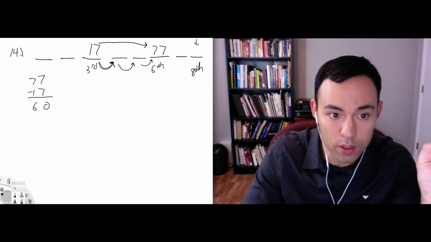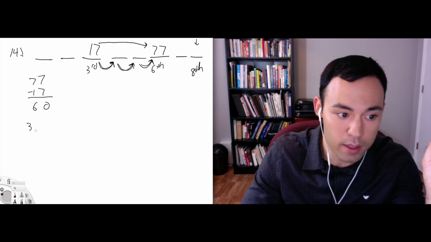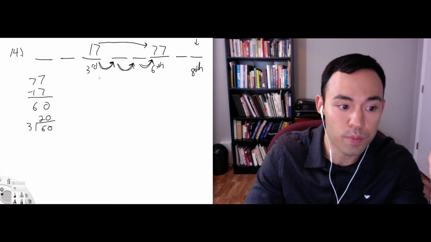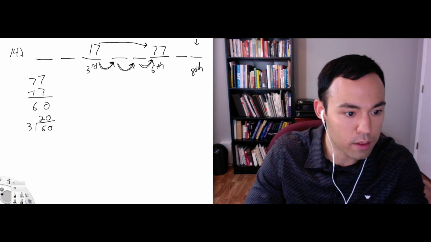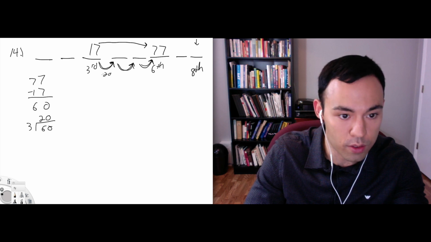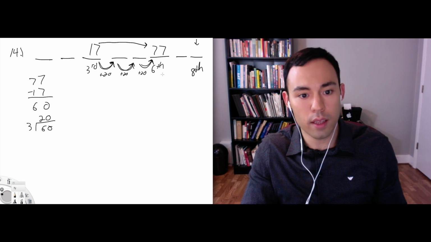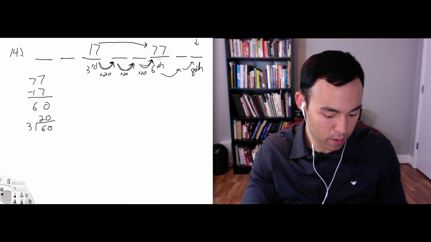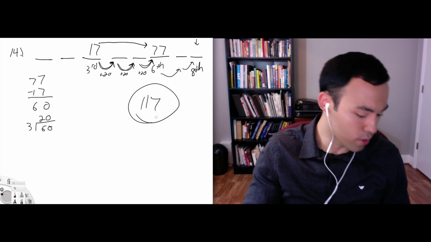Then count how many jumps there are between those two terms. There's 1 jump, 2 jumps, 3 jumps. Divide that 3 into 60, and you'll have the amount that it jumps. So this is a plus 20, this is a plus 20, this is a plus 20. Go ahead and extend that. Now add 40 to 77, and you'll have 117, and that's our answer.